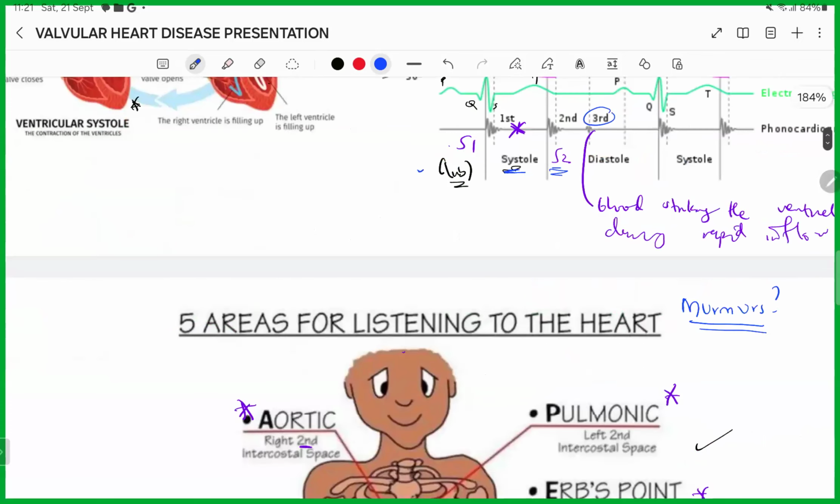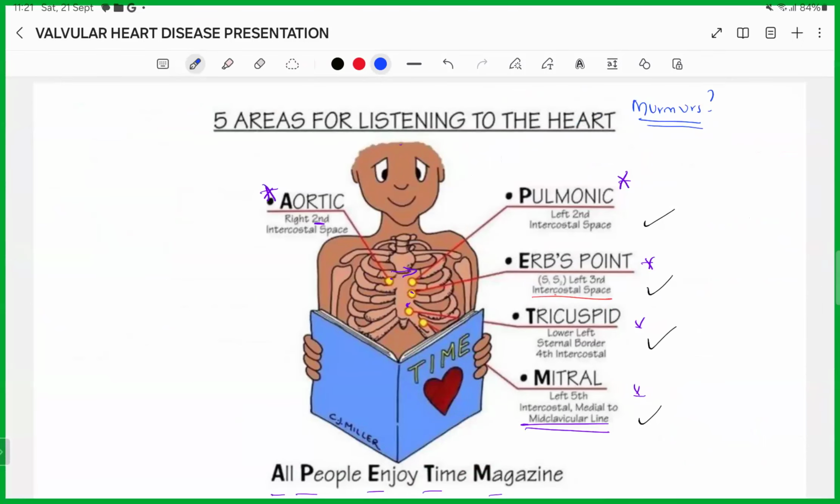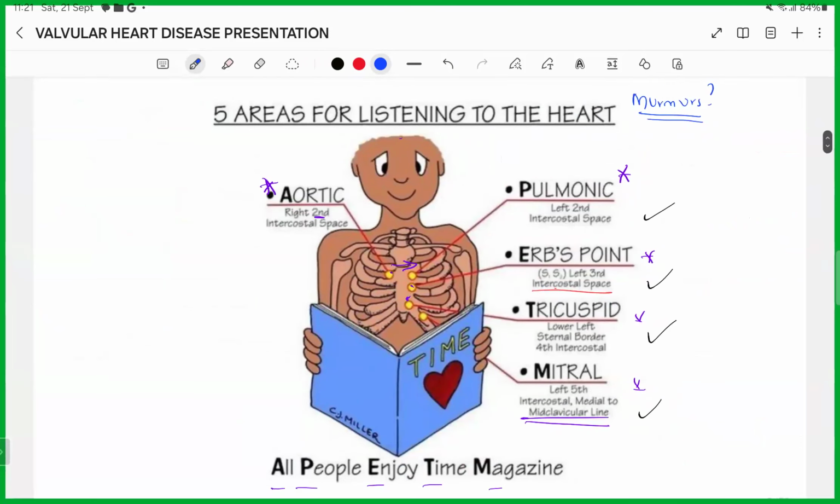So in order to be able to diagnose disorders of heart valves, you need to at least have an idea of the areas where you should listen to them. These are the auscultation areas. And you usually have these 5 main ones, whereby you have the aortic area, which is found at the right second intercostal space. So it's just this parasternal area, but on the right. And it's the best place for you to listen to the aortic valve and aortic valve pathologies.